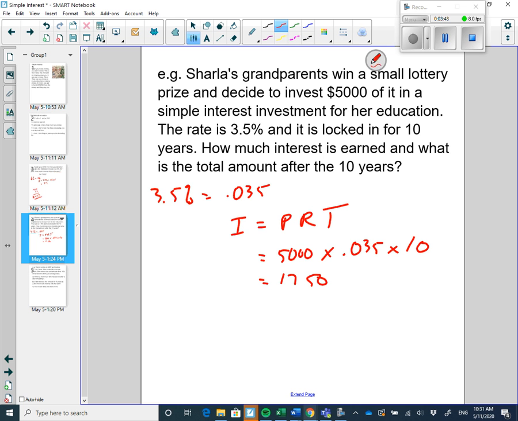And what is the total amount? Well, the total amount is going to be 5,000 plus 1,750. That's going to be, that's a 5, $6,750. That is how much Charlotte has for her education. That might cover 1 year of university education. College education, you might be able to get 2 years out of that, especially if you got a scholarship.